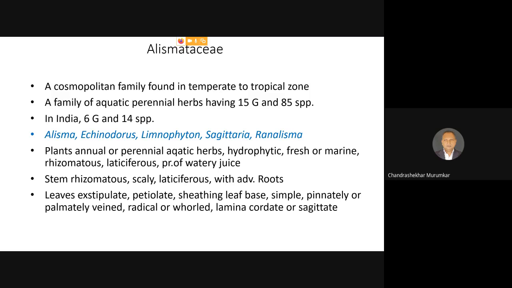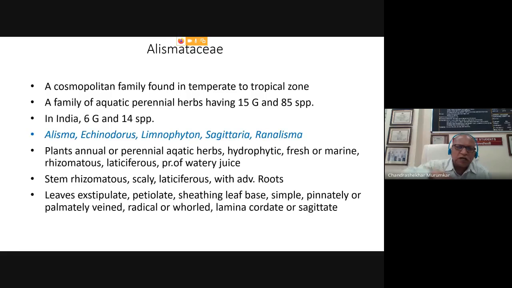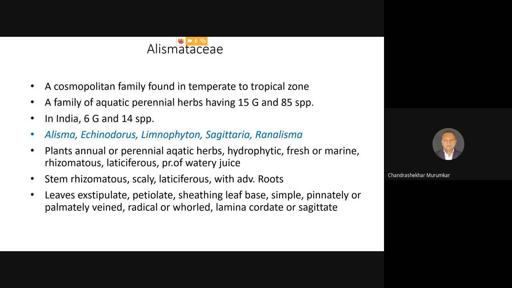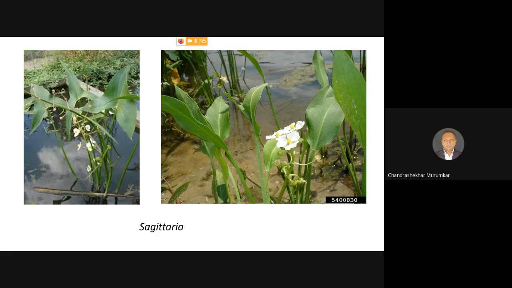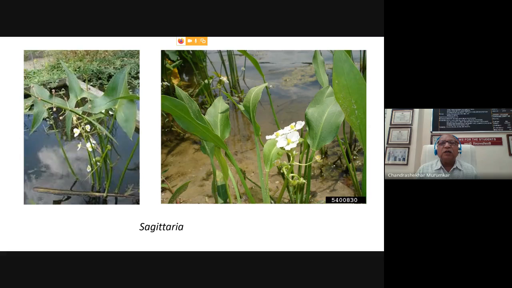Sagittate means arrowhead type. So you know the arrowhead which is pointed and having the border at the base. That particular form is called sagittate. Now the term sagittate has also been used in the personate corolla, particularly in the family Labiatae, where we are having the sagittate anthers. Also in the family Apocynaceae, we are having the sagittate anther, that is, anthers are arrowhead shaped.